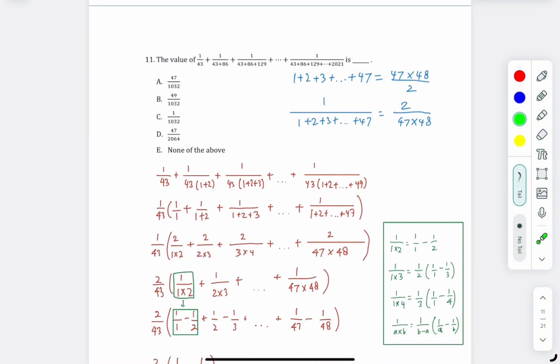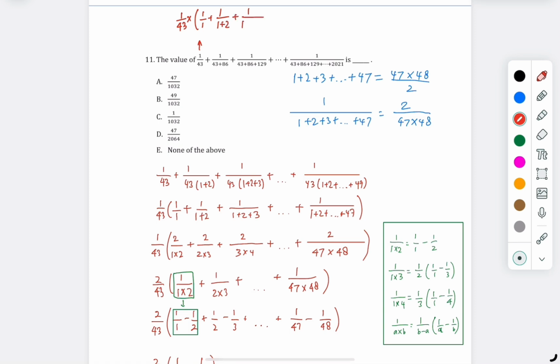Question number 11. The value of 1 over 43 plus 1 over 43 plus 86 plus 1 over 43 plus 86 plus 129 all the way until 1 over 43 plus 86 plus and so on until 2091 is. Okay, so in this case, I will simplify the problem. Since everything is a multiple of 43, right? I can simplify this into 1 over 43 times bracket 1, or I can put 1 over 1. This is 1 over 1 plus 2. This is 1 over 1 plus 2 plus 3. Okay, all the way until 1 over 1 plus 2 plus 3 until 47.